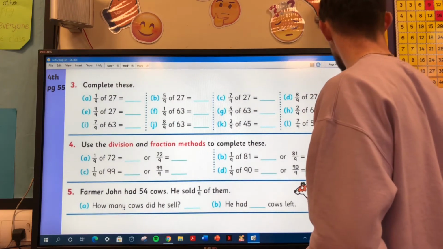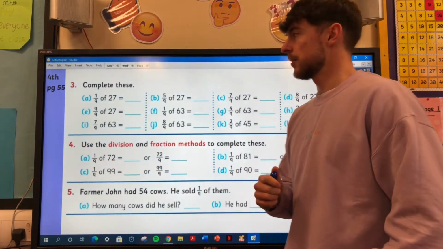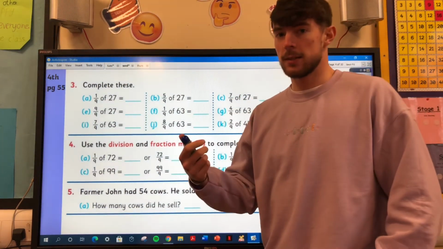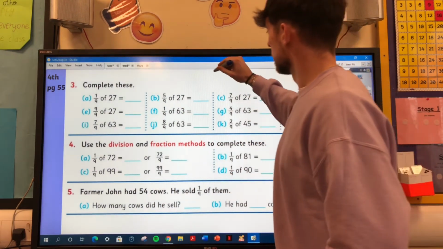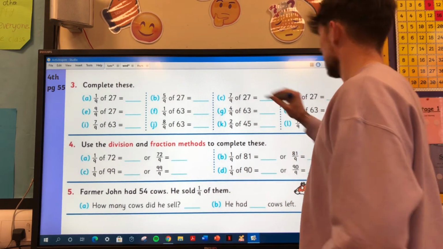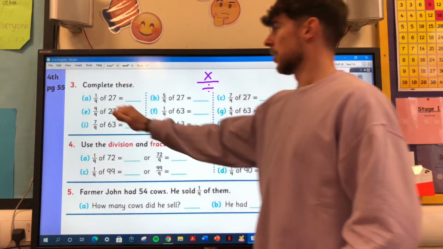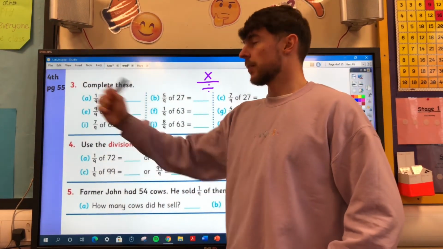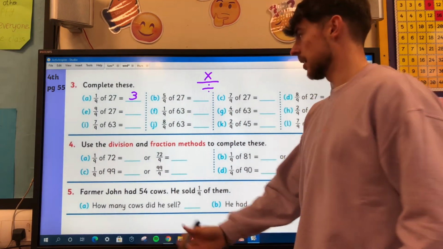Okay, and then up here we have to complete these fractions on page 55 for 4th class, right? Page 55. So 1/9 of 27. So we know how to do this from yesterday. We have to multiply by the top, divide by the bottom. So we multiply on the top and we divide on the bottom, alright? So 1 by 27 is 27, and then we have to divide 27 by 9, we get 3. Okay, easy.